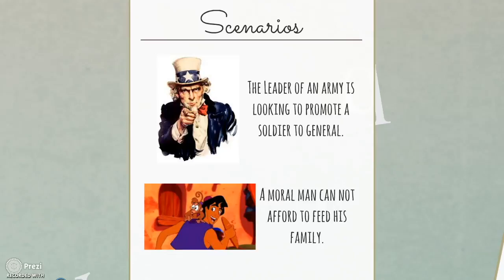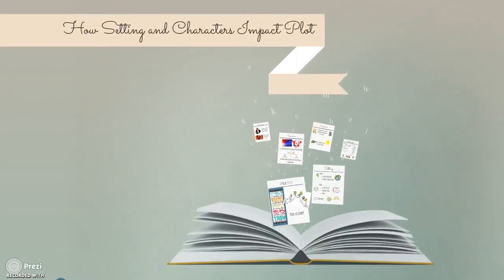Now imagine a moral man cannot afford to feed his family. What does he do? Does he go and steal? Or does he find other means to save his family? The character's responses will greatly impact what happens in the plot and how the author takes this story. Now that you have a better understanding of plot, this will guide how you are able to analyze stories and even how you write your own stories. It is important to remember the basic steps of plot and the gears that help move it forward.